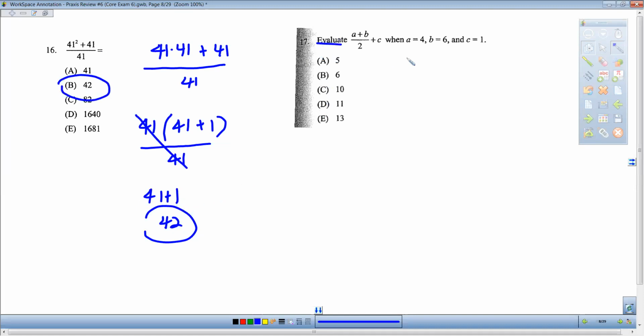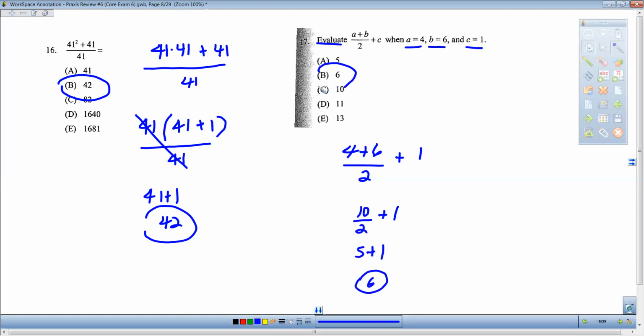17, you're evaluating, which means they give you values for A, B, and C. So A is 4, B is 6, you're dividing by 2, and you're adding 1. So this is an evaluate and an order of operations. So you'll conduct 4 plus 6, that's 10. And then 10 divided by 2 plus 1, so that's 5 plus 1, so that'll give you 6. So B is your answer choice.